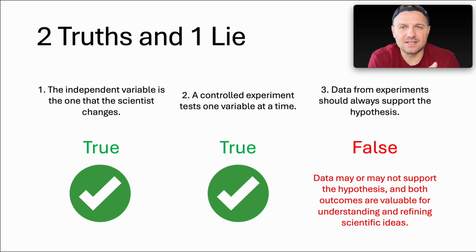The third one is incorrect. Data from experiments should always support the hypothesis. A lot of times in science, the data will actually disprove the hypothesis, or it just won't agree with the hypothesis. So one of the things we look at is how significant the data is against or for the hypothesis. A lot of times, we'll disprove a hypothesis because the data just isn't significant enough. So the idea that data always has to fit within our hypothesis just isn't how science is done.